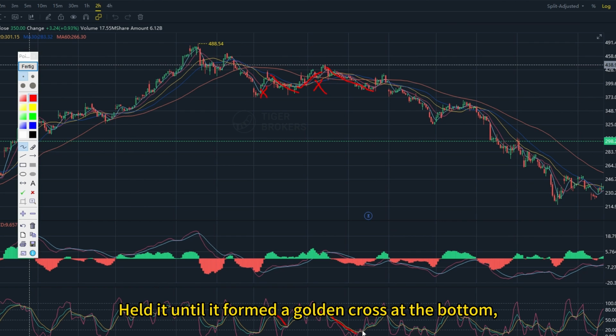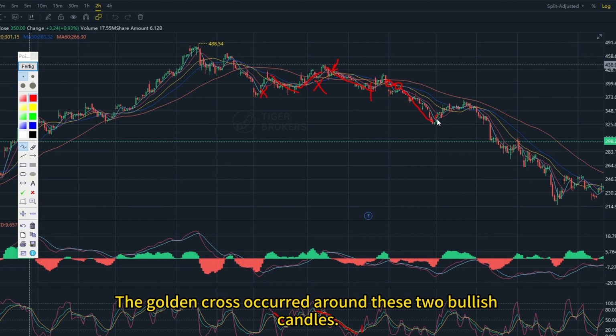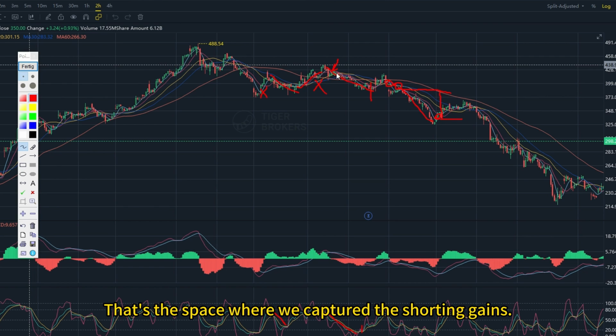Shorted until it formed a golden cross at the bottom. That is where we took profit and exited. Shorted here, exited here. Then it rebounded again. We shorted here. Rode the downtrend until it formed another golden cross. The golden cross occurred around these two bullish candles. This area was our profit zone. That's a space where we captured the shorting gains.